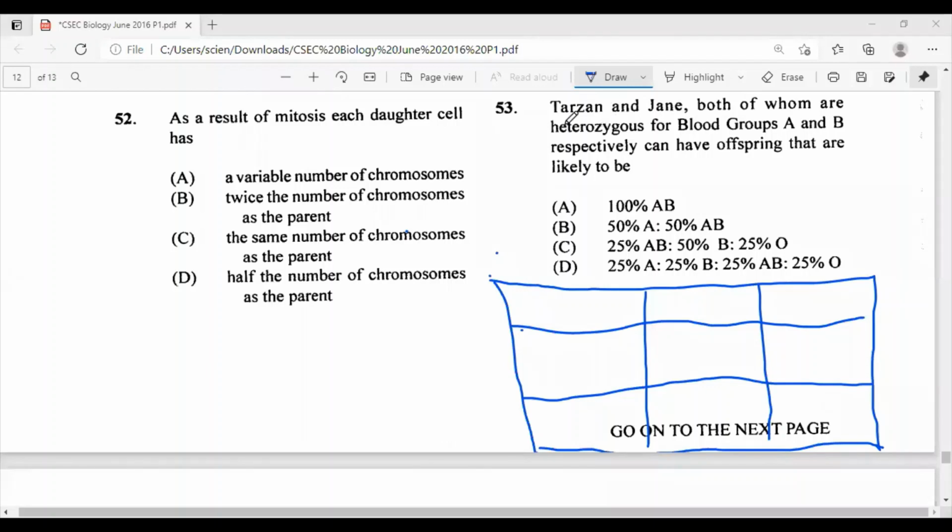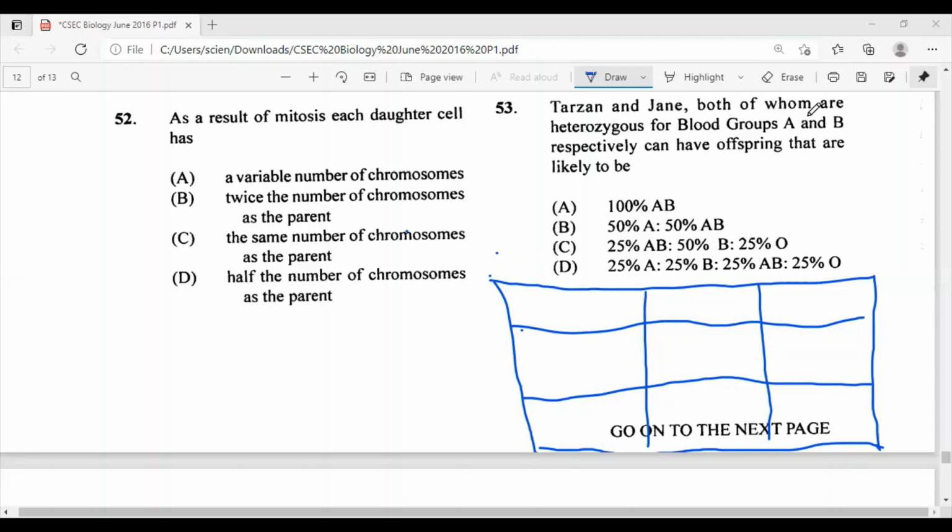So question 53. Tarzan and Jane, both of whom are heterozygous for blood group A and B, respectively, can have offspring that are likely to be. So one of the first things when you're answering a question like this, you have to read it again to ensure you know the information that is there. So they're telling us that Tarzan and Jane are heterozygous for blood group A. Another thing is you have to know the definition. You have to know what heterozygous means.